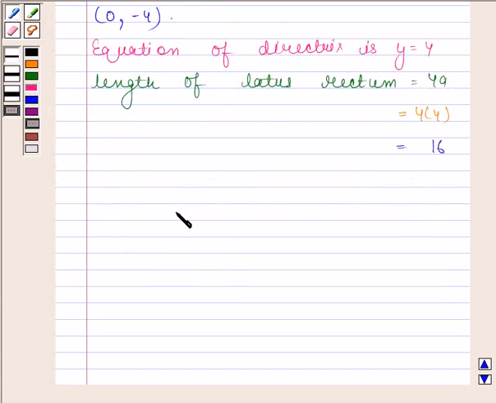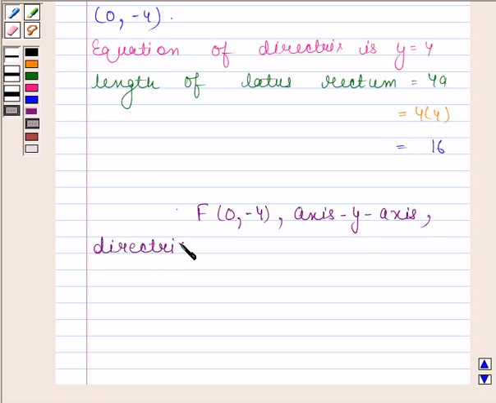So the focus of the given parabola is at point 0, minus 4. Axis of symmetry is y-axis. Directrix is y equals 4 and length of latus rectum is 16. This is our required answer.